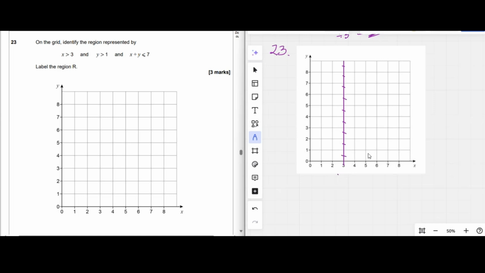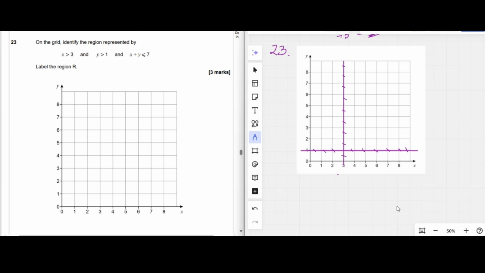So this is that line, y more than 1. So y equals 1 is there. And again, there is a greater than, so we need to dot it. So exclude that line.